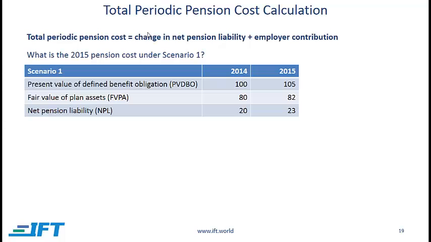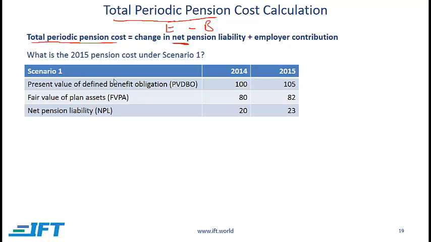If you do get a question on pension accounting, it is very likely that you will be asked to calculate the total periodic pension cost. And you must remember this formula. The total periodic pension cost is equal to the change in net pension liability plus the employer contribution. And by now you must know that a change in something means the ending value minus the beginning value.